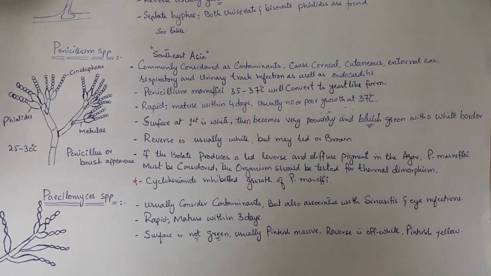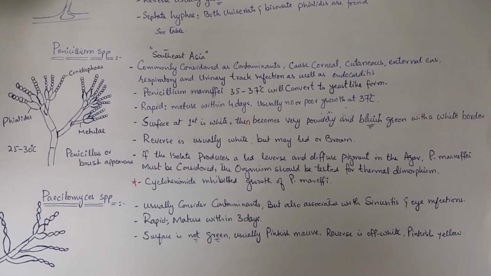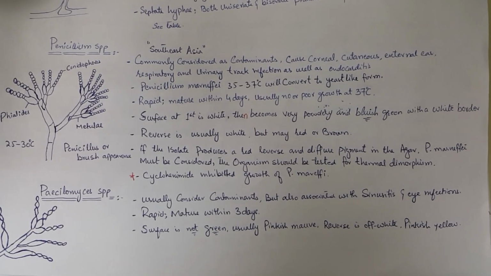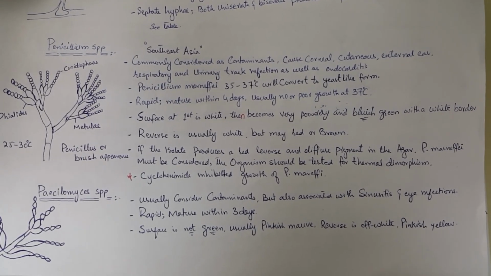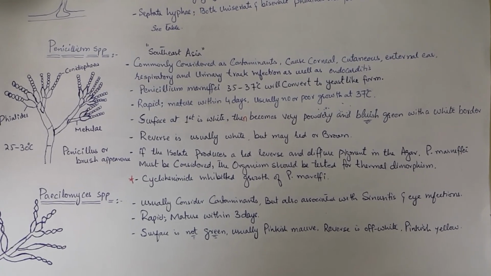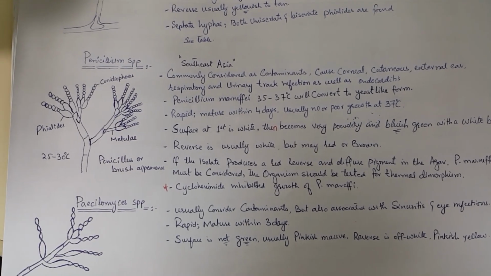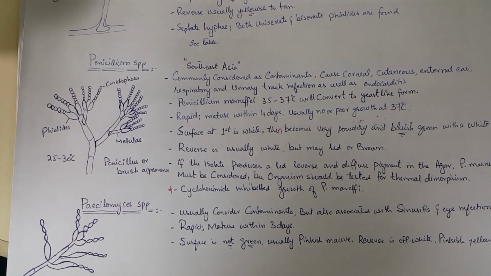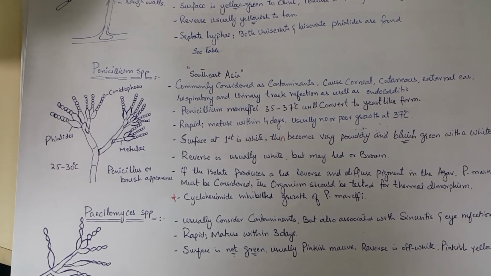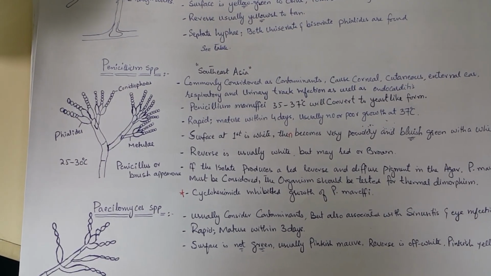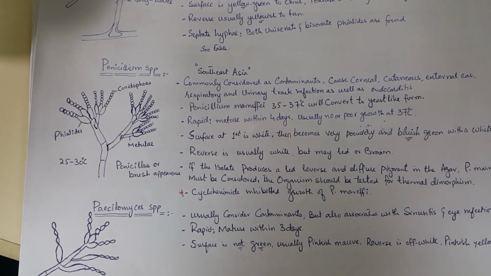If the isolate produces a red reverse and diffuse pigment in the agar, P. marneffei must be considered, and the organism should be tested for thermal dimorphism. P. marneffei is actually inhibited by cycloheximide. If you see the shape of the Penicillium species, you will find that it has a brush appearance at 25 to 30 degrees centigrade.